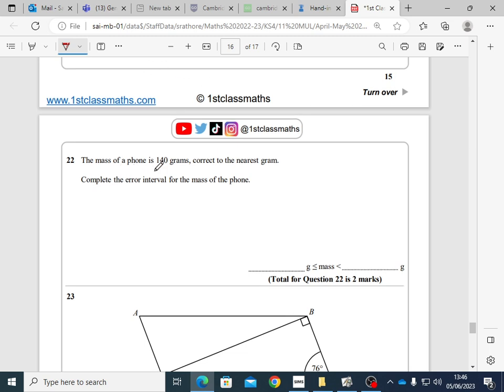So the mass of a phone is 150 grams to the nearest gram. Write the interval. To the nearest gram. So I start, 149.5. Flipping nearest unit, innit?